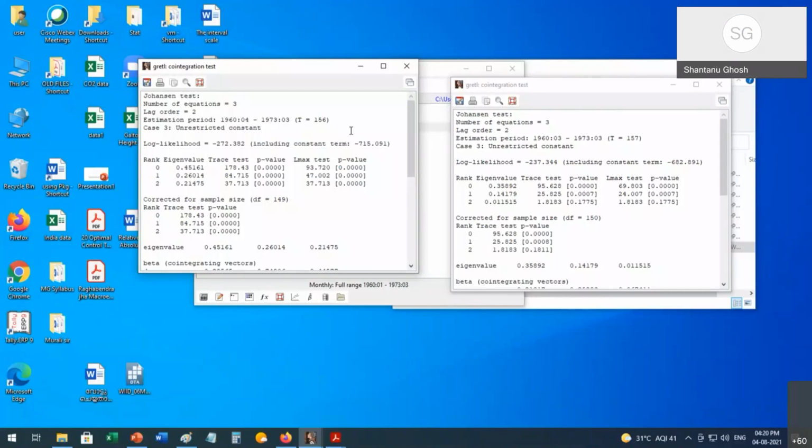See, actually what is the eigenvalue? Any idea? This eigenvalue is the proportion of the variation, that is, the proportion of the variance of the data matrix explained. So the first eigenvalue will be the maximum. The second one will be the second maximum, and so on. The eigenvalues will decrease in order. The JJ test is based on the eigenvalue. That's why Gretl is reporting that eigenvalue also.